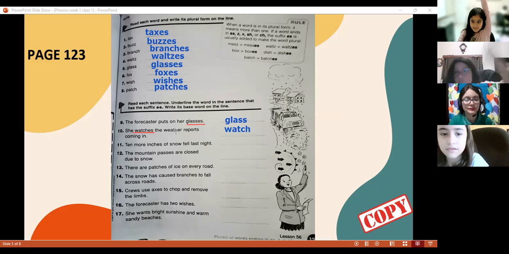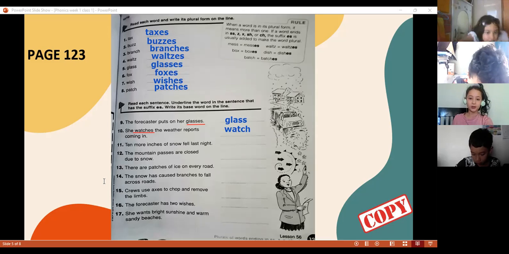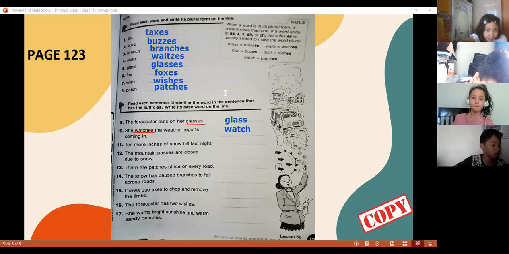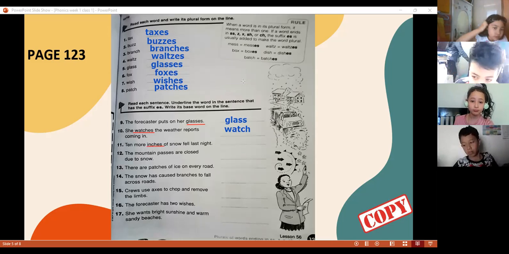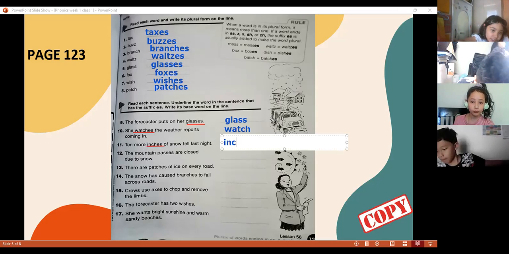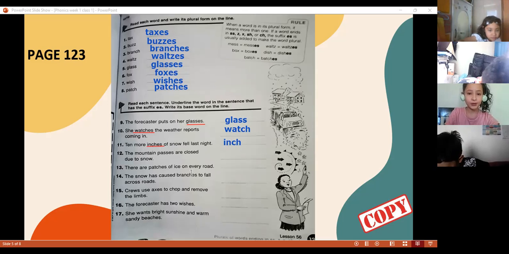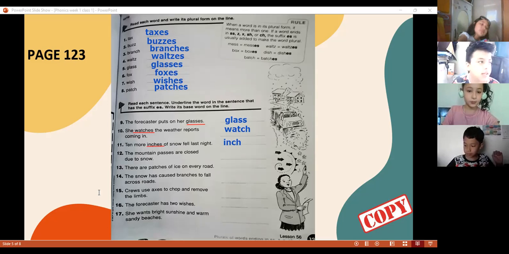Anna. Ten more inches of snow fell last night. Inches, that's right. And what is the singular for inches? Inch. Excellent. Lucia, number 12.